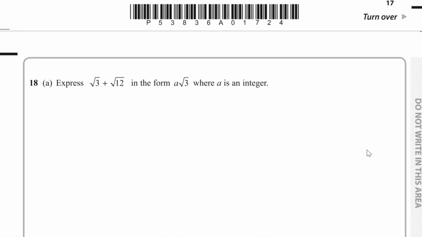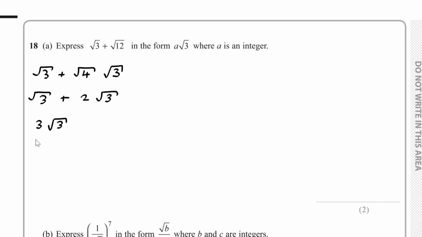Question number 18, we have to express root 3 plus root 12 in the form a root 3, where a is an integer, for part A of the question. So we've got this root 3 so far, and the root 12 we can rewrite as root 4 times root 3. The reason I want to do this is in the question we've got a root 3 as a final answer. Now root 4, that's the same as 2. So we've got root 3 plus 2 root 3. Altogether we get 3 root 3. So therefore a is equal to 3, and therefore our final answer, that's 3 root 3.